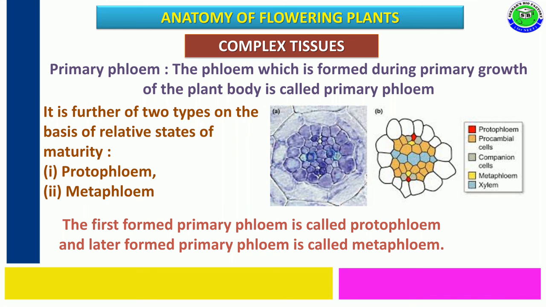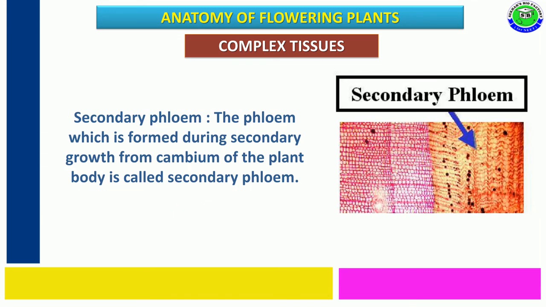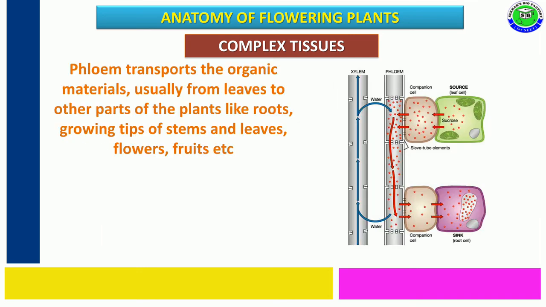Protophloem means the first formed phloem, and the later formed primary phloem is called metaphloem. Both are examples of primary phloem and are formed from primary meristematic tissue. The secondary phloem is formed during secondary growth. At this time, the cambium produces phloem towards the outside of the cambium ring, which is called secondary phloem.